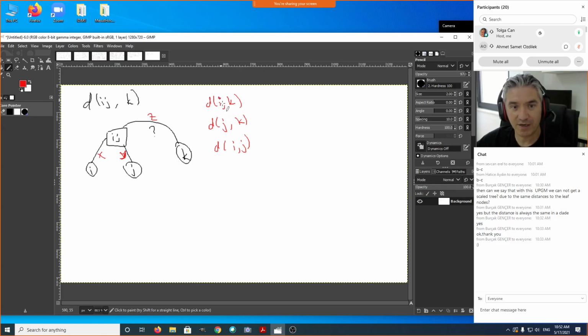What is the distance between i and k? What is the distance between j and k? What is the distance between i and j? I have these in my matrix. And let's write them in terms of these three distances here. What is ik? It's x plus z, right? What is jk? It's y plus z.